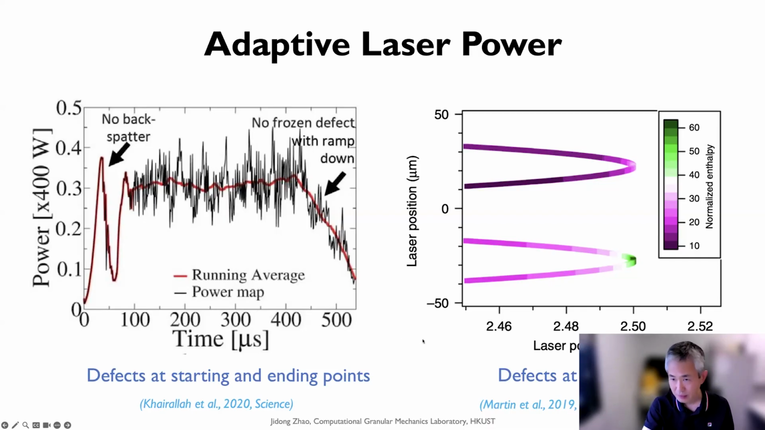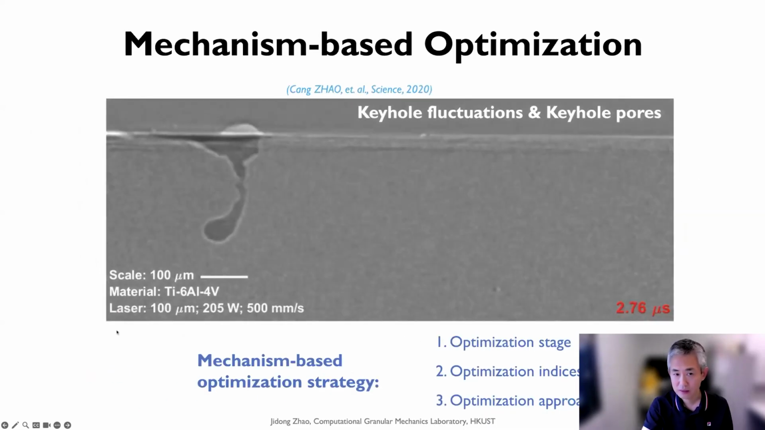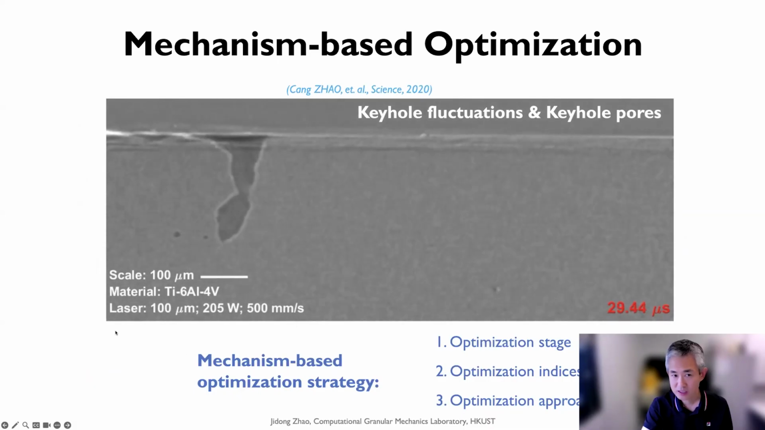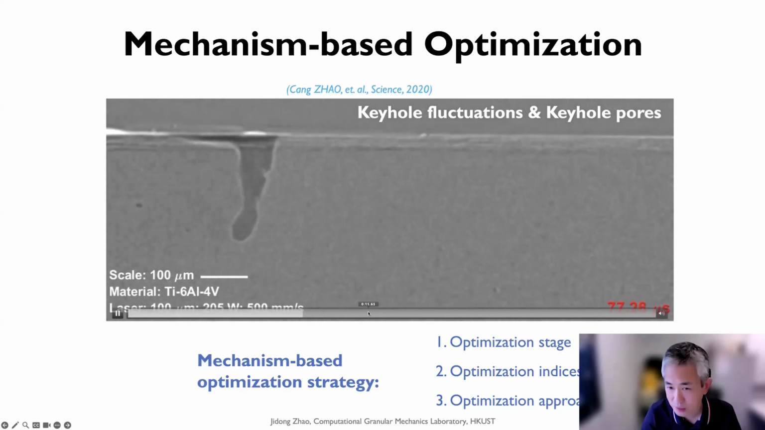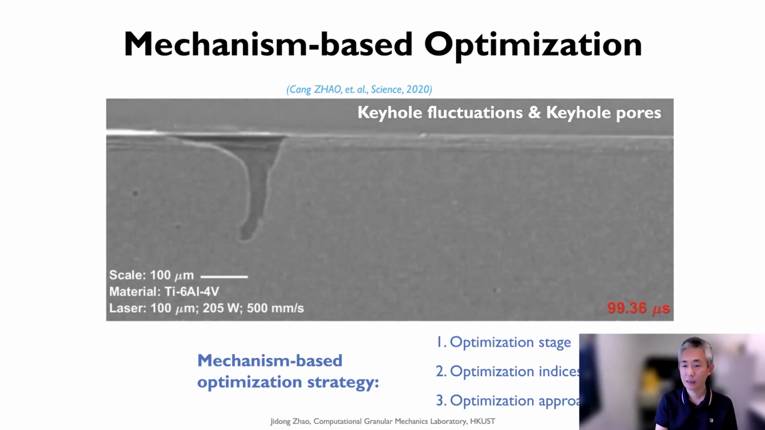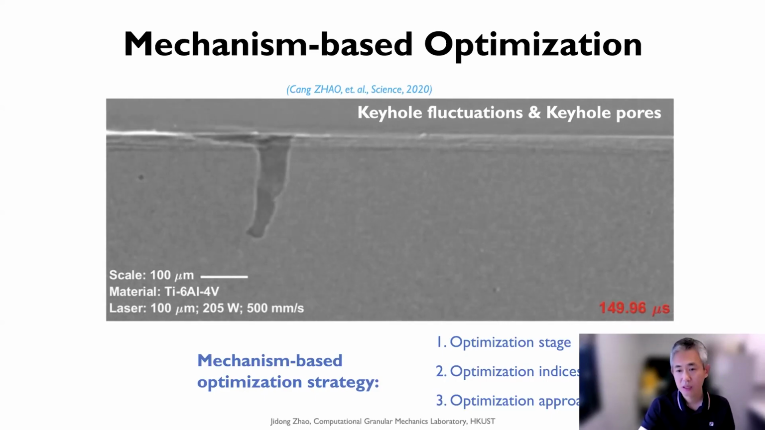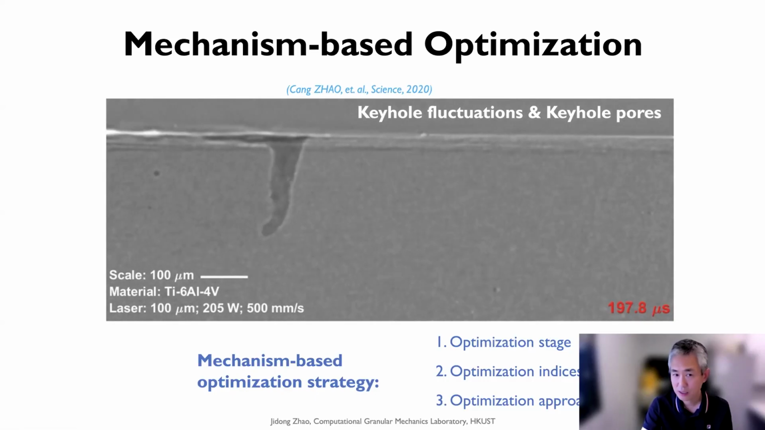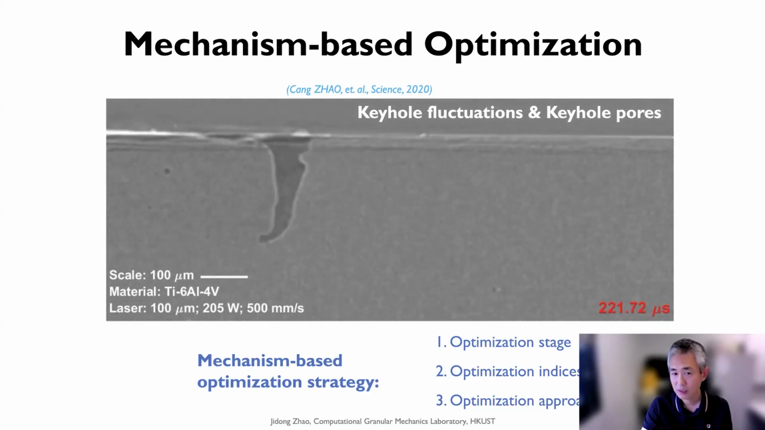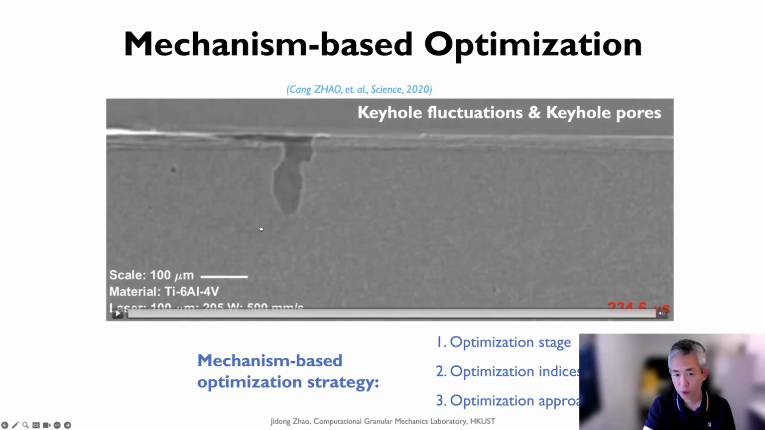Okay, when we look at experimental observations, and how a keyhole pore is generated, in conjunction with our simulation, we have developed so-called mechanism-based optimization strategies. I want to show that we look at the physics underlying different keyhole dynamic stages, and then we inject the optimization strategy to try to avoid the keyhole pore generation.